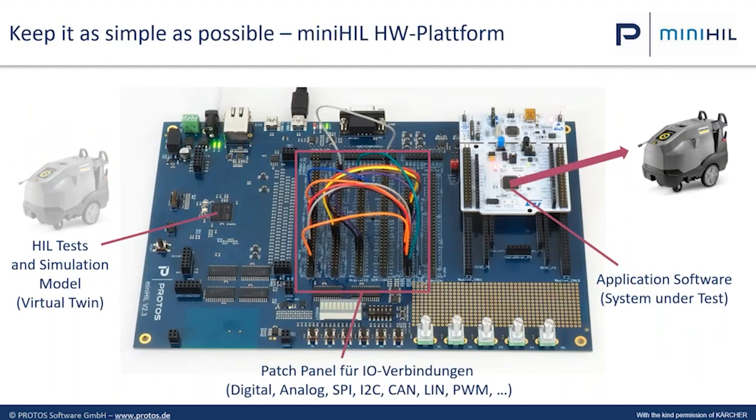Now let's have a look at the hardware. How do we do this? That's the Mini Hill board, the blue area. On the right side, you see an evaluation board, in this case, an STM32 evaluation board. I've shown you before the Oryx evaluation board. So basically, you can add any kind of microcontroller, 3.3 or 5 volt, to the Mini Hill board.